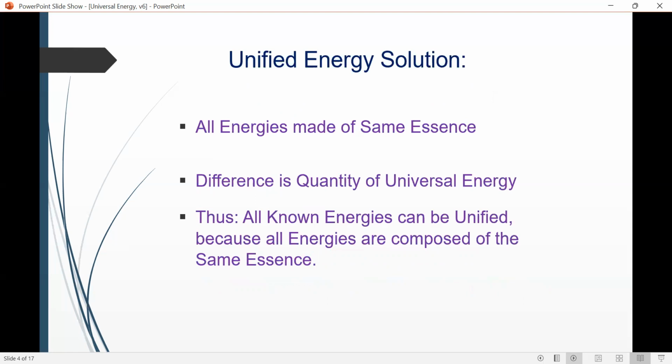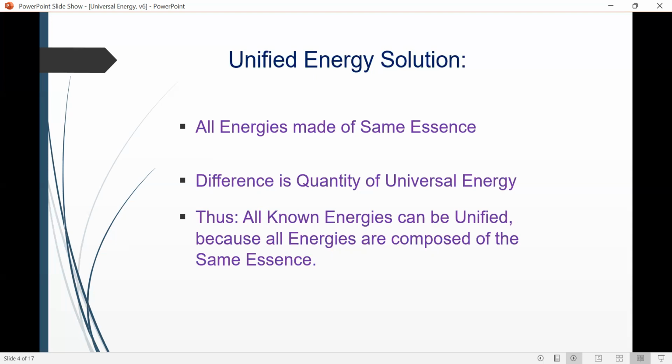So we'll take a look now at an overview of the unified energy solution, which comes from this physical reality. All energies are made of the same essence. That means gravitational energy, magnetic energy, electrical energy, and nuclear energy are all composed of the same essence. That essence is the universal energy, okay? So there's a sameness about them.